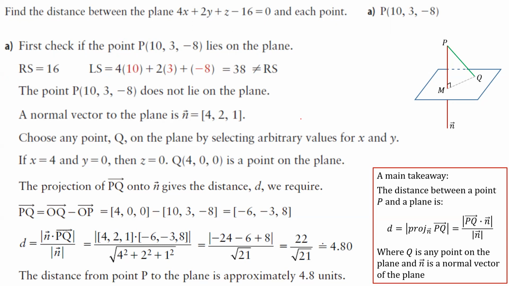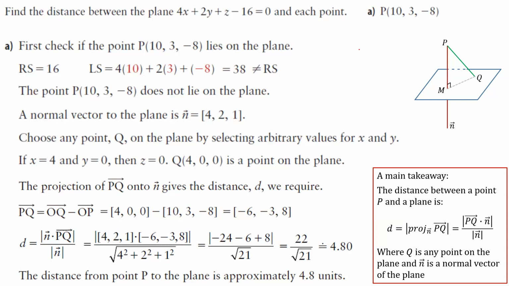So also note that a normal vector of that plane is n whose components are 4, 2, 1. So we can choose any point Q on the plane by selecting arbitrary values for x and y, right? If we select x equals 4 and y equals 0, then z equals 0. So Q (4, 0, 0) is a point on the plane. This situation is illustrated by the graph on the right here.